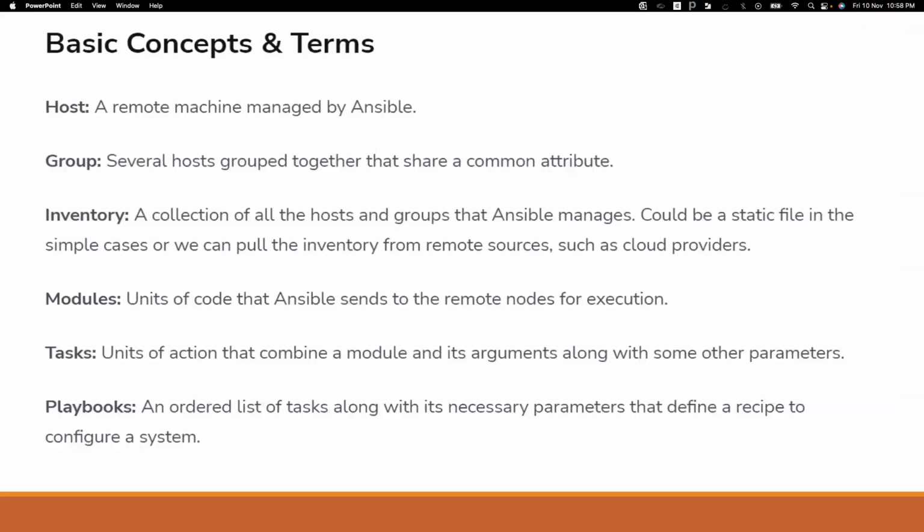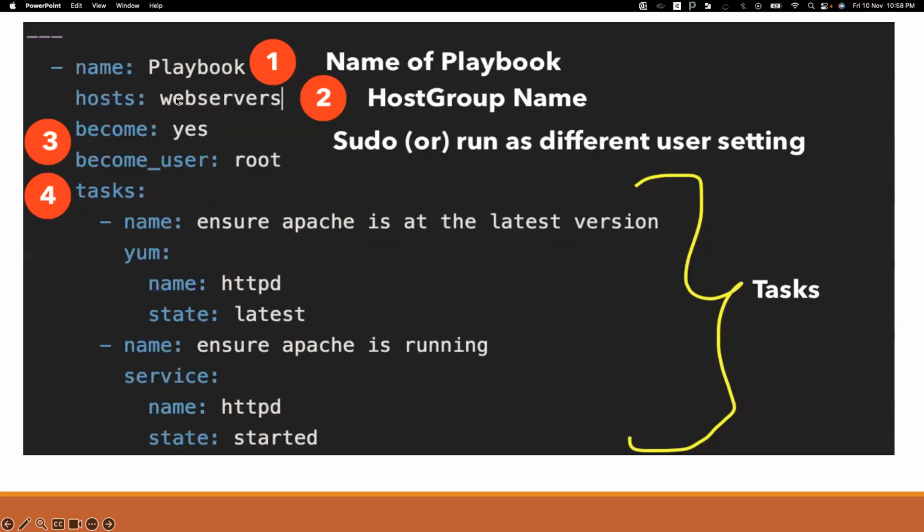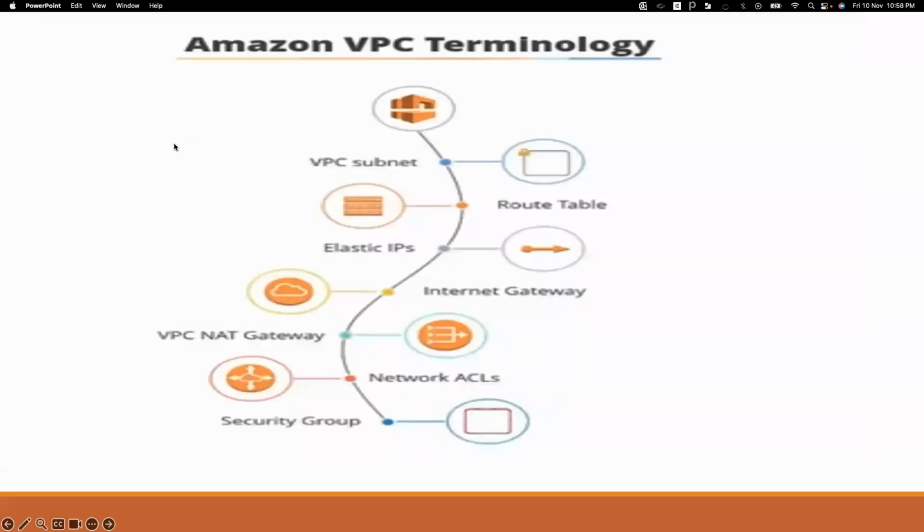So, basic concepts and terms. Host: what is a host? A remote machine managed by Ansible. So a target machine. Host is nothing but a target machine. Group: several hosts grouped together that share a common attribute. Webservers is the group. It shares a common group, with the servers web1, web2, web3 added to it. So it is added as a group.